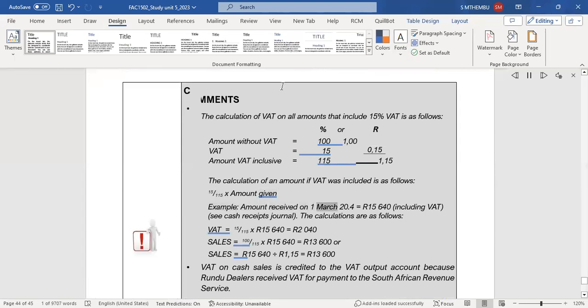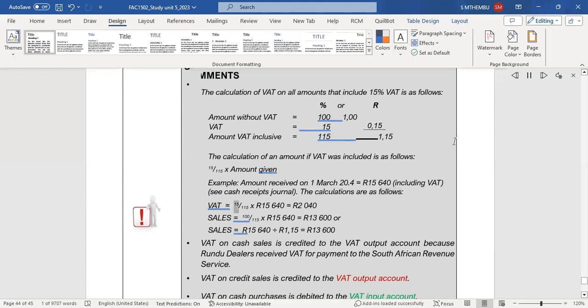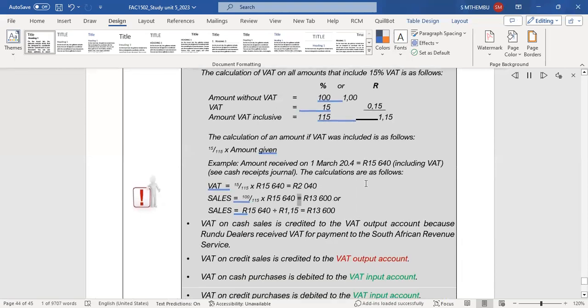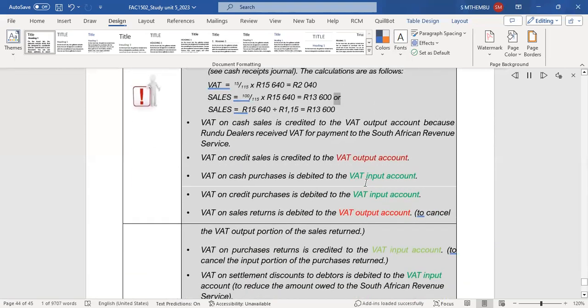Example: amount received on 1 March 20.4 equals R15,640, including VAT, see Cash Receipts Journal. The calculations are as follows. VAT equals 15/115 x R15,640 equals R2040. Sales equals 100/115 x R15,640 equals R13,600, or sales equals R15,640 divided by 1.15 equals R13,600.